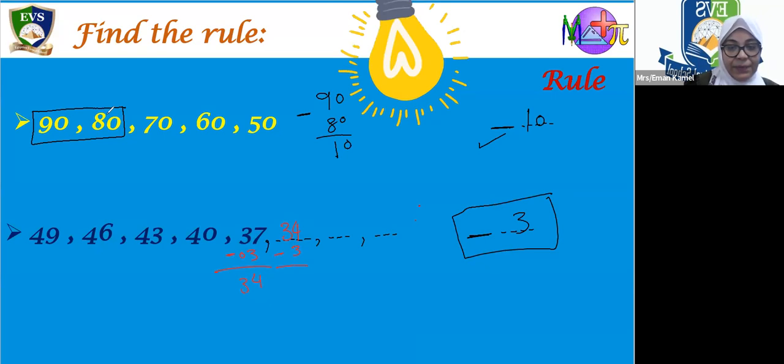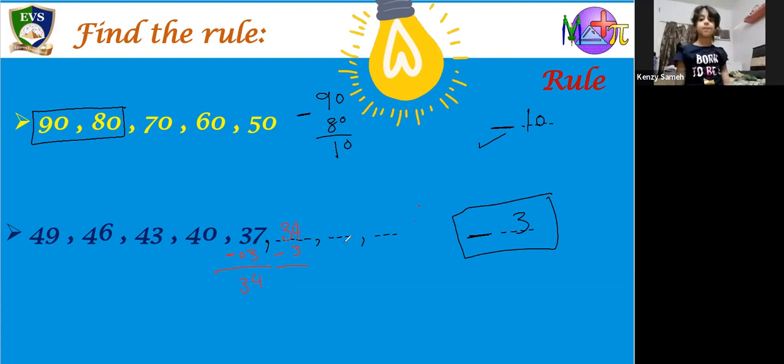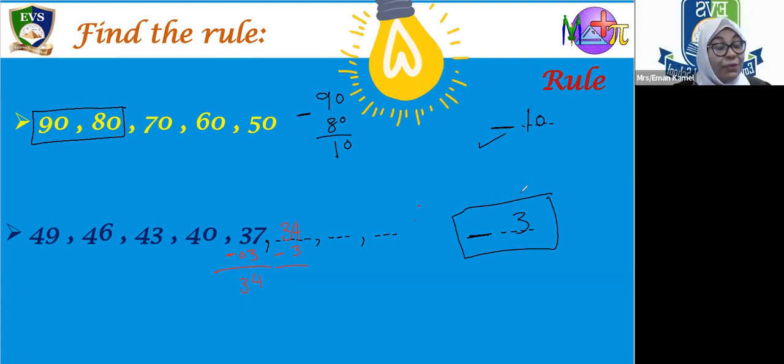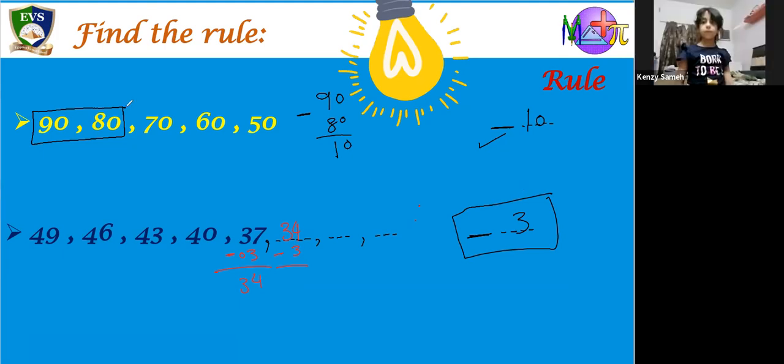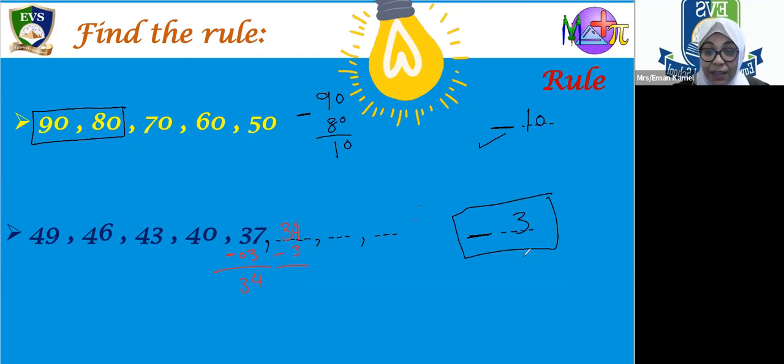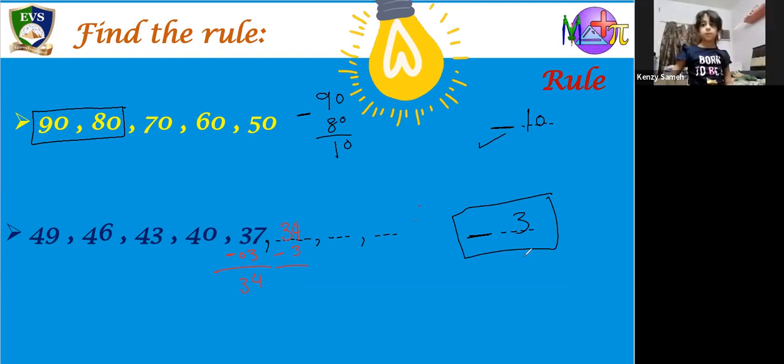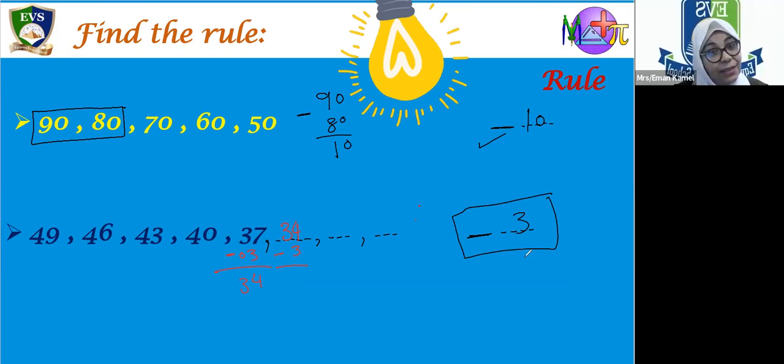Hello, Kenzie. Hello, teacher. How are you? I'm fine, thank you. Okay, now, can you find the rule? Do you have any problem in finding the rule? Hello? Kenzie? Hi. Yes. Hey, Kenzie. Here, we have the rule, right? Yes. Do you know how can I find the rule?